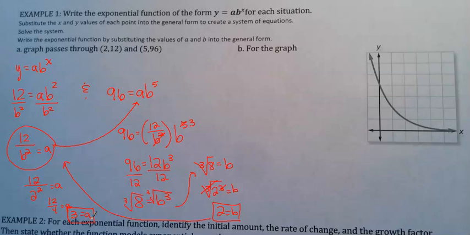So then it says write the exponential function by substituting the values of A and B into the general form. So my final answer would actually be y equals A, so 3, times our B, which is 2, to the x power.